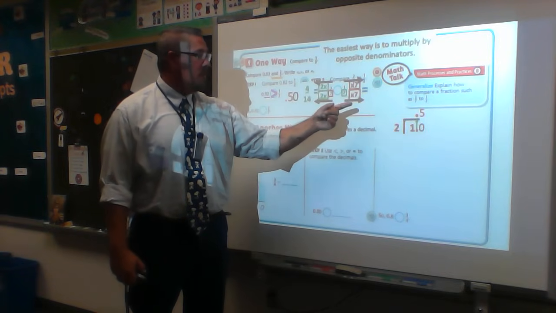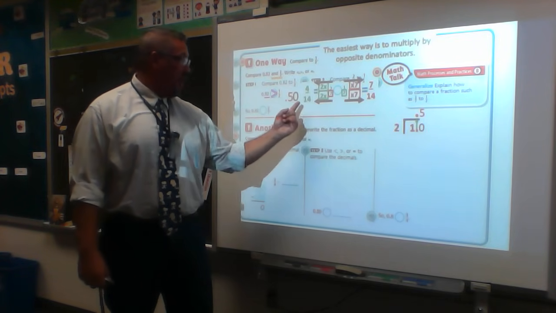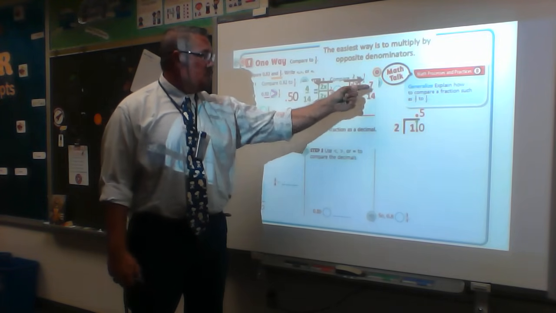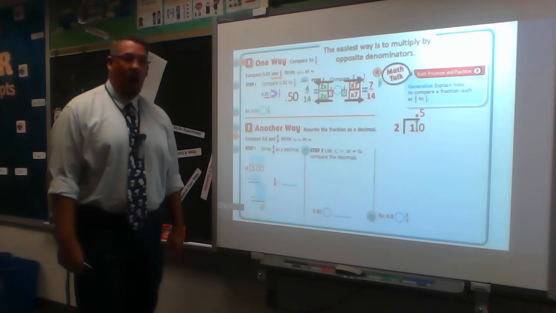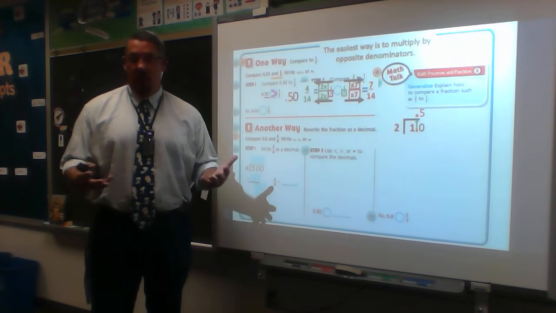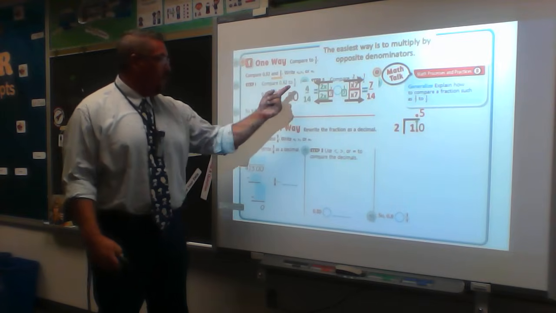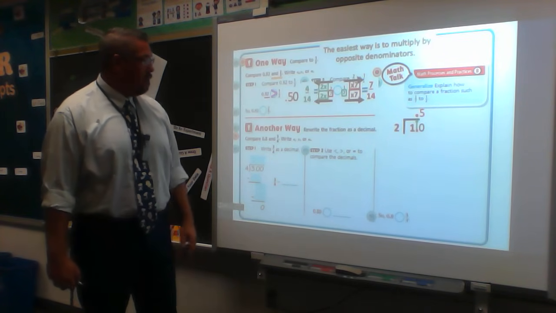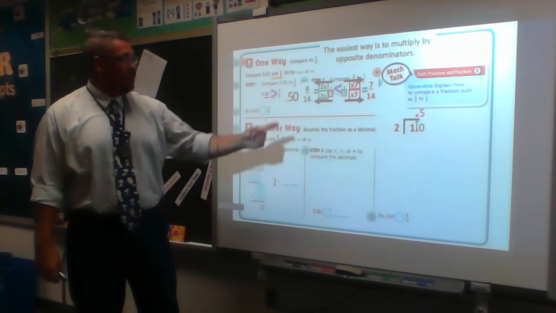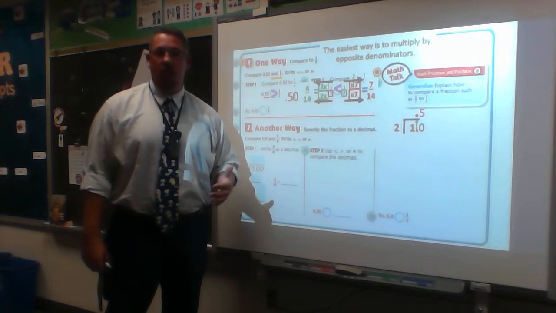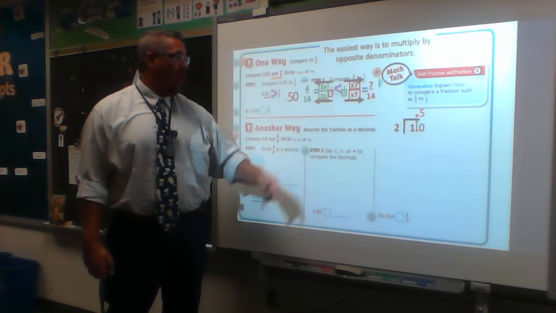Well, 2 times 7, that is indeed 14. So that works for me, and 1 times 7 is 7. Now I have numerators that are different that I can compare. 4 is indeed smaller than 7, so I know that 2/7 has to be smaller in value than the 1/2.